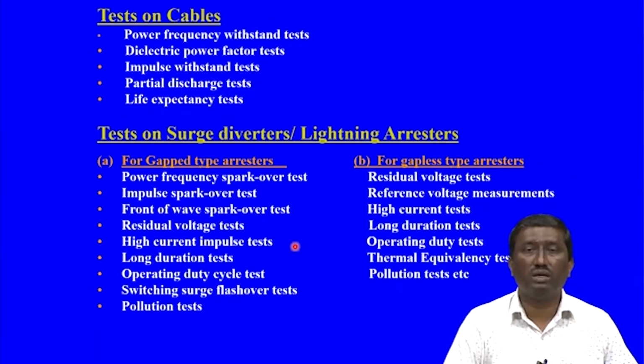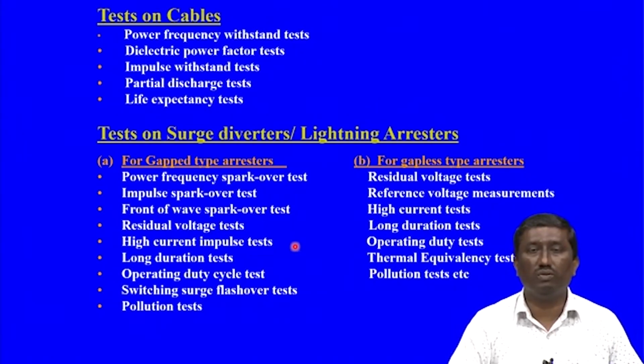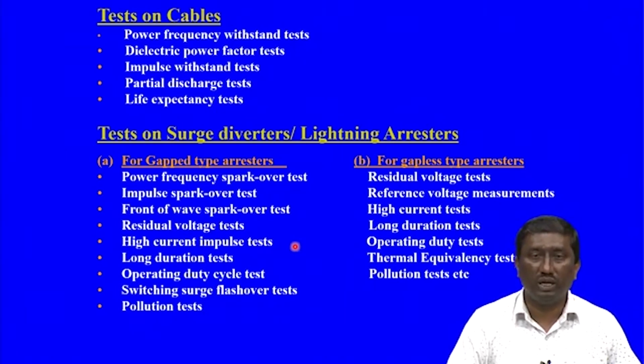Then the high current impulse test, again lightning currents, where you have waveforms of 8 by 20 and 4 by 10 microseconds. So, 4 by 10 constitutes the high current impulse waveform. These high current waveforms have to be applied and monitored for the functioning of the surge arresters. Then long duration tests.